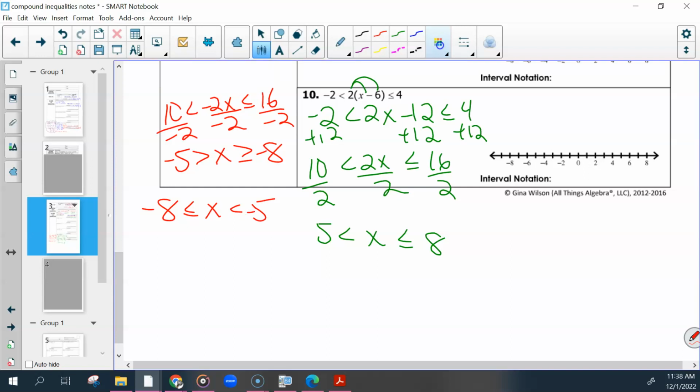So if something happened where the signs change direction, you would flip the entire thing, rewriting it so that they have less thans instead, or less than or equal to's. But we can graph this from 5 to 8. This was just a just in case example. Open circle at 5, closed circle at 8.